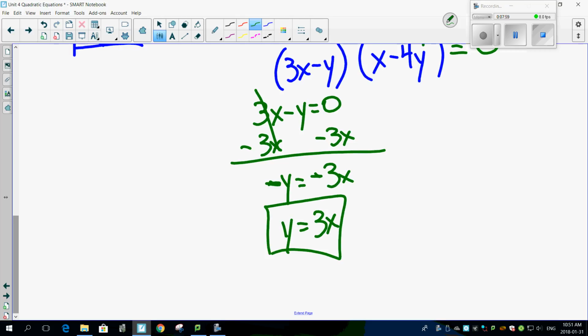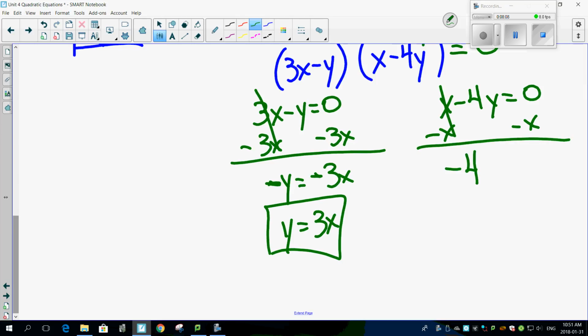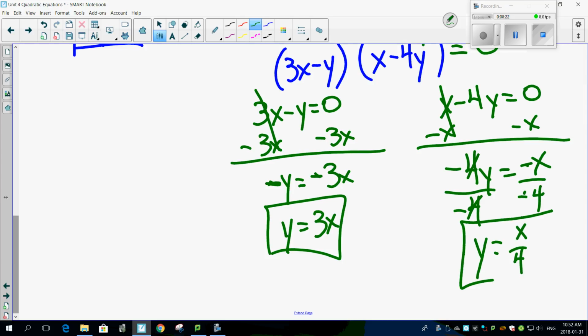Your second answer then would be this x minus 4y equals 0. Subtract the x from both sides, again eliminating that, leaving you with a minus 4y equals a minus x. Divide by minus 4, divide by minus 4, a negative negative makes it a positive, so you've got y equals x over 4. So it's a very interesting way of factoring that PSA 2 and putting an xy in there. Doesn't really complicate things too much.